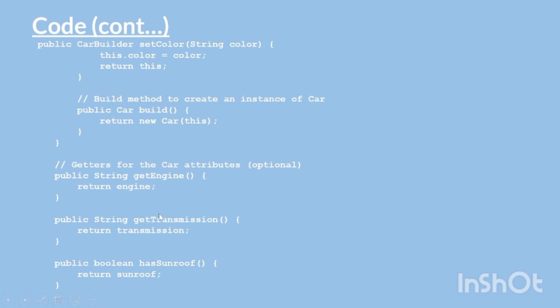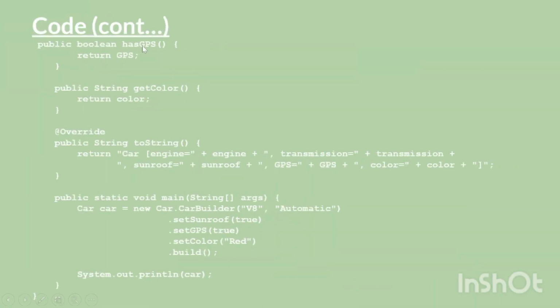And now the toString method returns a representation of the car object including all its fields, which are engine, transmission, sunroof, GPS and color. Now the main method here demonstrates how to use the car builder to create a car object. Step by step in main, first of all you have to create a car builder instance with the required parameters. Then you have to set the optional parameters, and in the last you have to build a car object to print the car object using System.out.println(car).